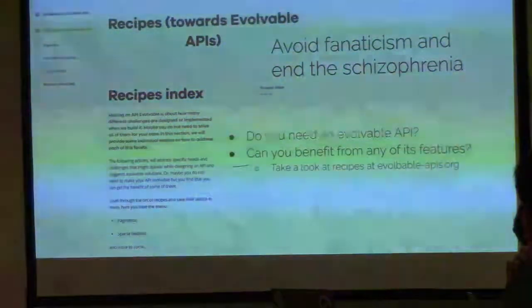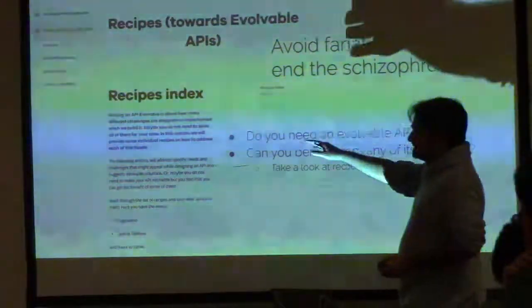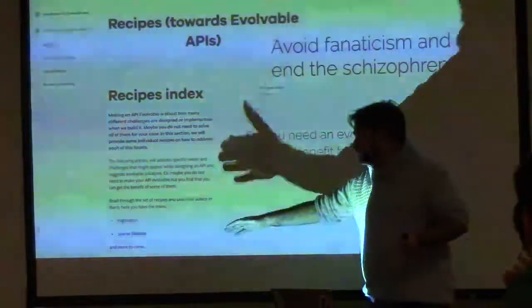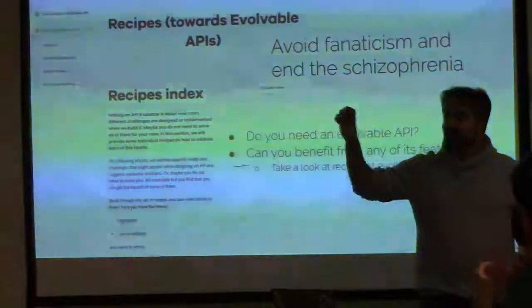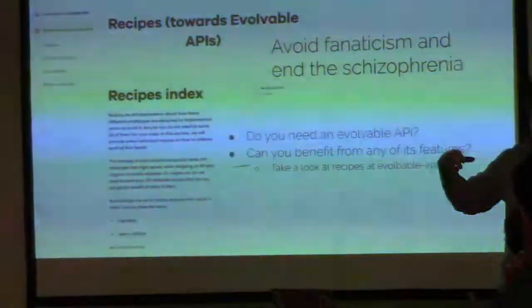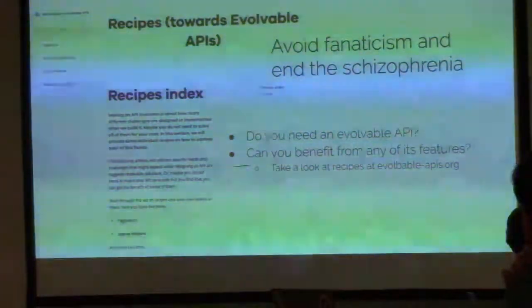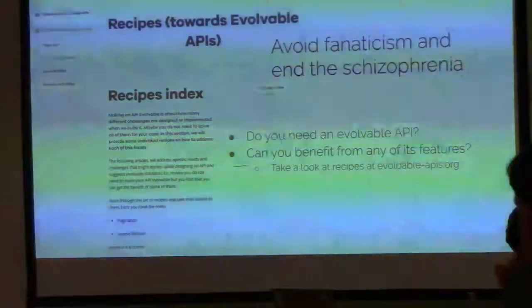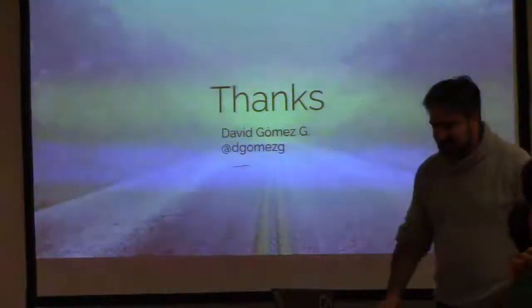But sometimes, we have started to create some small recipes, because maybe you want plain JSON, but it's important for you to have the ability to filter which fields you want to retrieve, and maybe you can try to add that information. So we are creating this toward the global APIs so that maybe we can have this kind of information. And I think that's all.